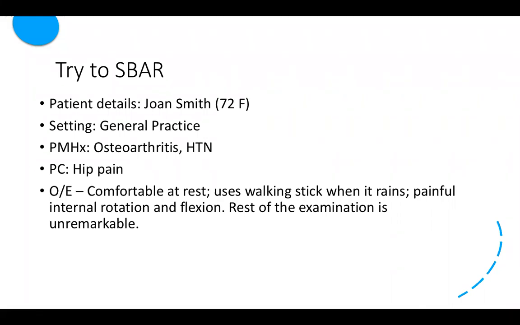You've got Joanne Smith here, who's a 72-year-old female. She's coming to general practice. History of osteoarthritis and high blood pressure, and she's presenting with hip pain. On examination, she's comfortable at rest, is using a walking stick when it rains, painful internal rotation and flexion. Rest of the examination is unremarkable.